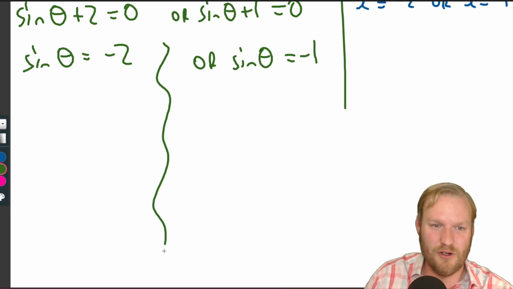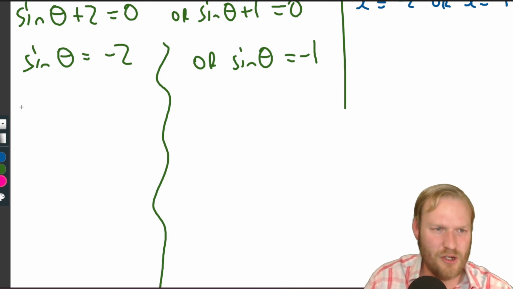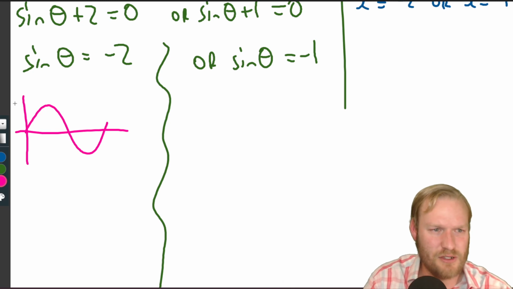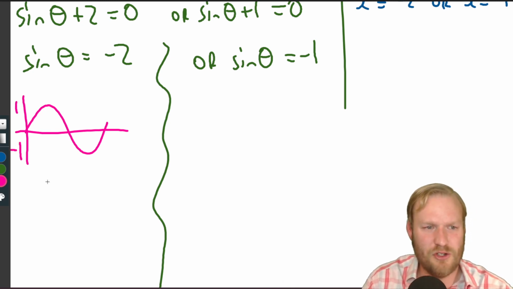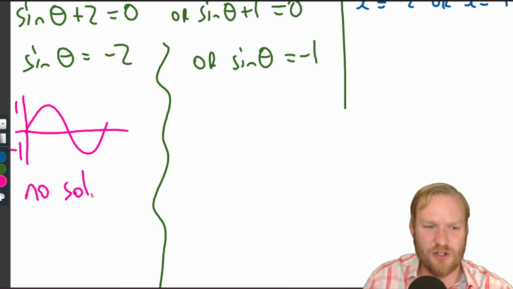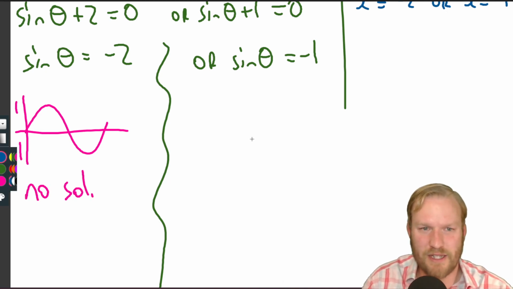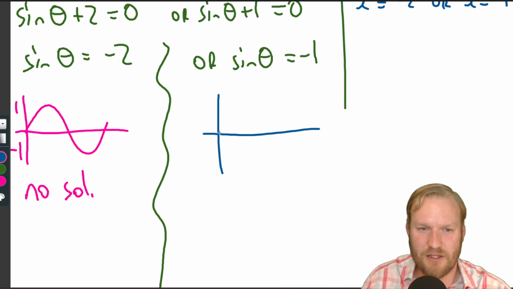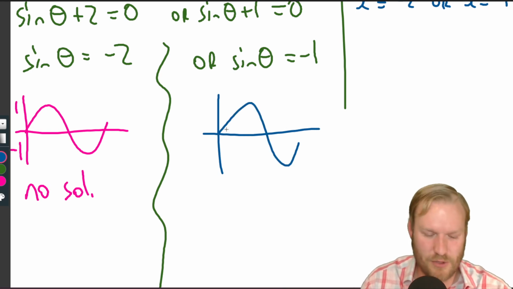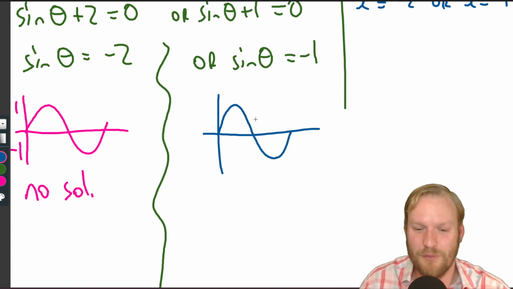Now, for our left option, well, let's see. Sine theta goes like that. It goes up to 1 and down to minus 1. So I don't believe we're going to have any solution over here. Now, in the second case, sine theta looks like, well, sort of like that, but not really at all. Like that, it goes to minus 1 and 1.